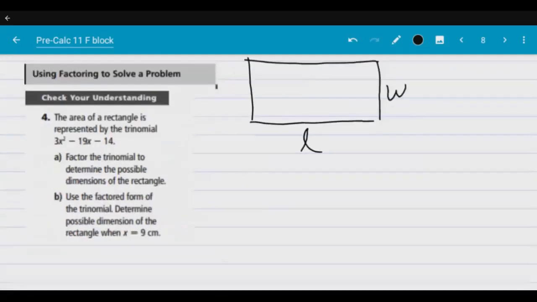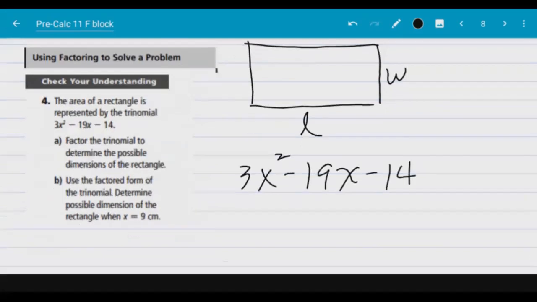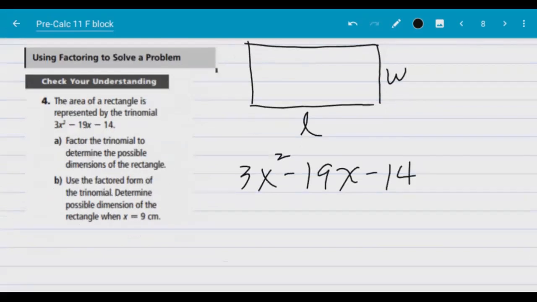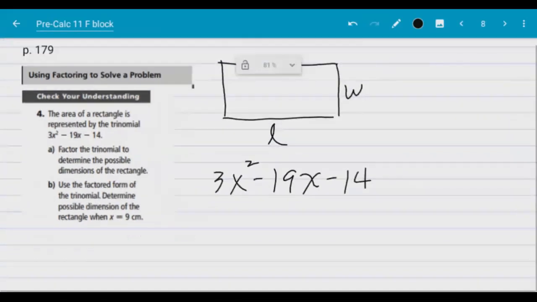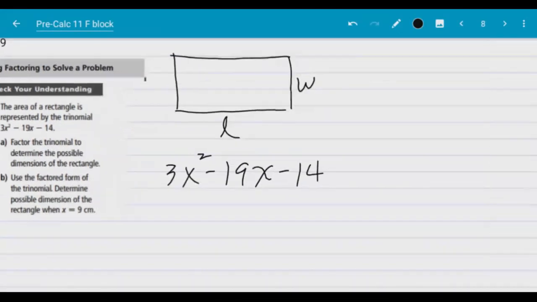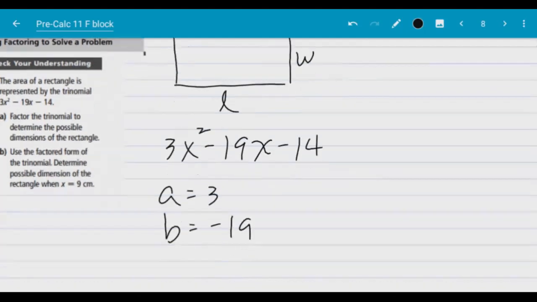So let's begin to factor this first. 3x squared minus 19x minus 14. Now, we talked about how to factor this by using decomposition and trial and error. So let's just do decomposition for now, and let's take a look, okay? To be able to do that, we need to identify the A, B, and C values. So my A value is 3. My B value is negative 19. And my C value is negative 14.